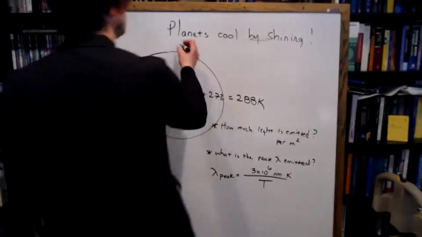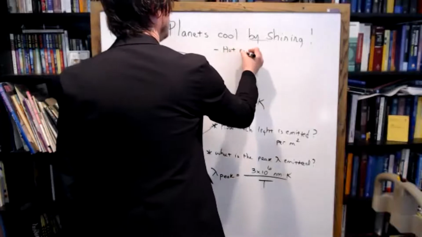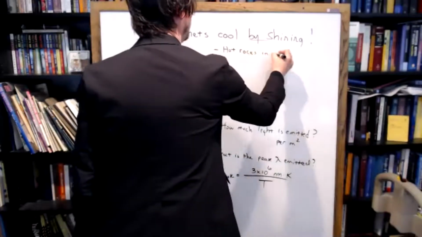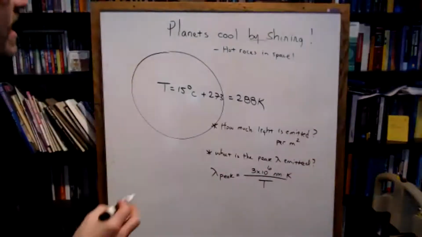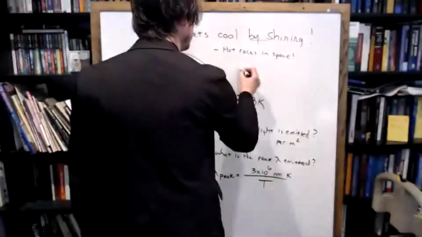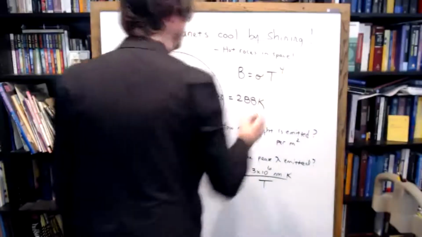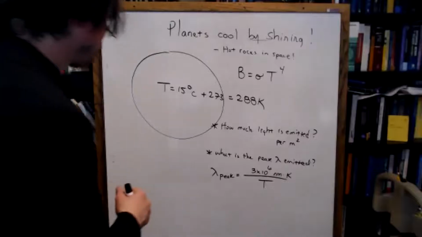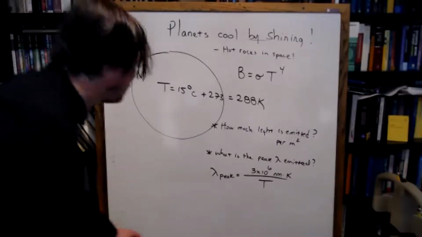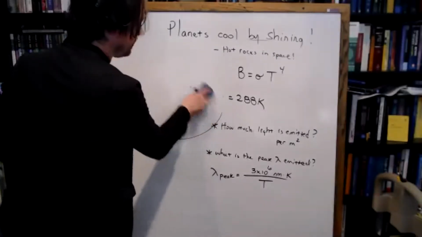We're considering planets cooling by shining as these are hot rocks in space. So you'd want to use the Stefan-Boltzmann law. You want to use that the brightness is the Stefan-Boltzmann constant times the fourth power of temperature. So let's solve those two problems for a 288 Kelvin blackbody. I'll do that over here.